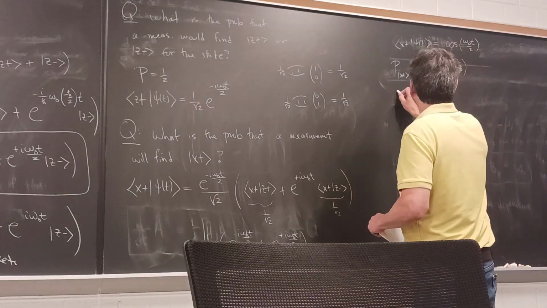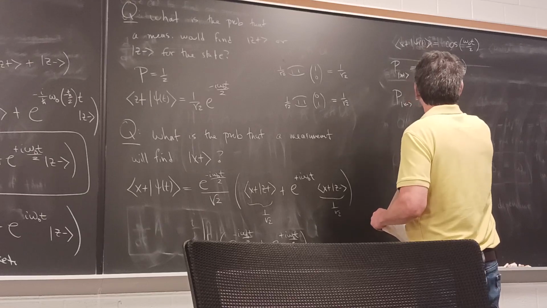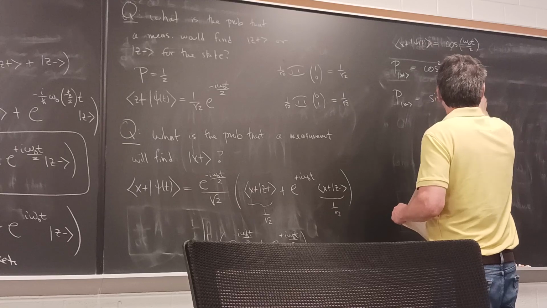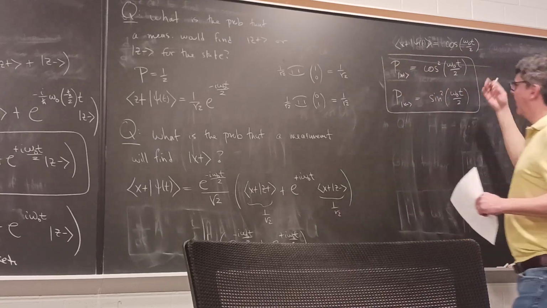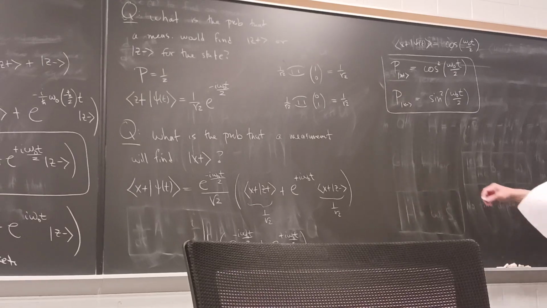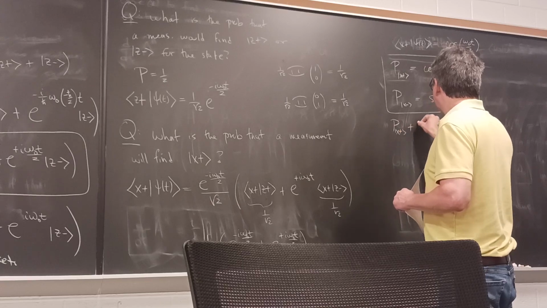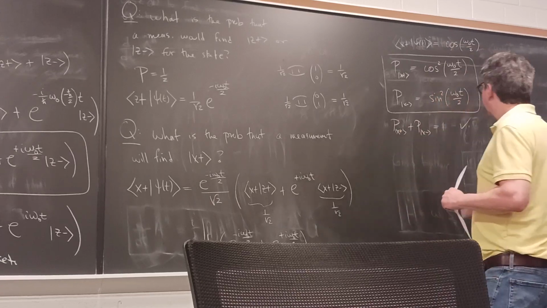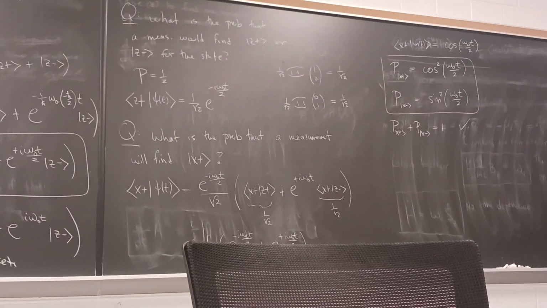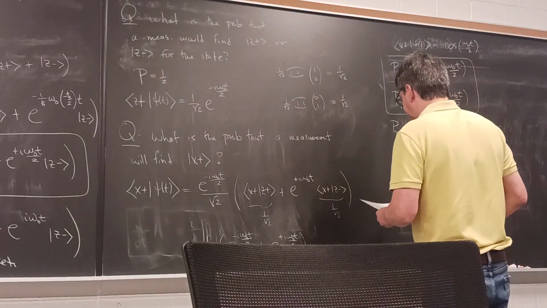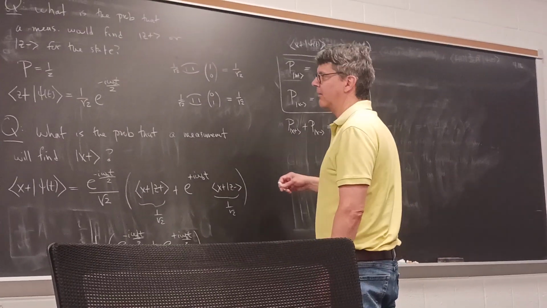Okay, so if you work out then p of x minus, it's just the sine squared of omega 0 t over 2. So they add to 1 like they should. Okay, and if we calculate the same things for y, well, let's just go ahead and calculate it.